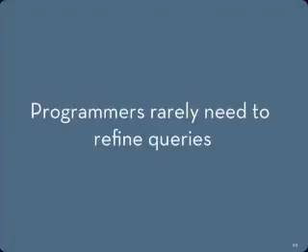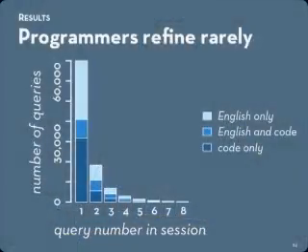Third, we found that programmers rarely need to refine queries. So this stacked histogram presents a summary of the amount of query refinement that happens during search sessions. In this graph, the nth bar shows the total number of sessions that have an nth query. So the first bar contains all the sessions, the second contains all sessions that have at least 2 queries, and so on. Each bar is broken up by the format of that query. As you can see, the histogram tails off rapidly.